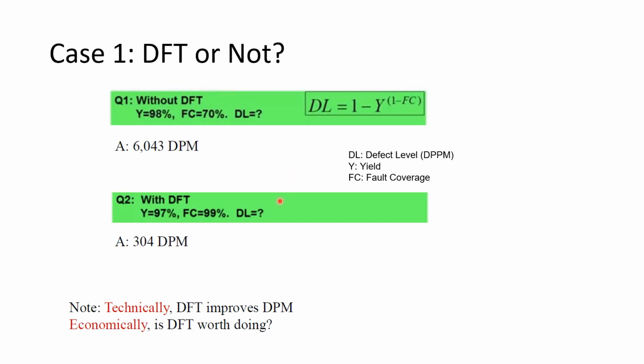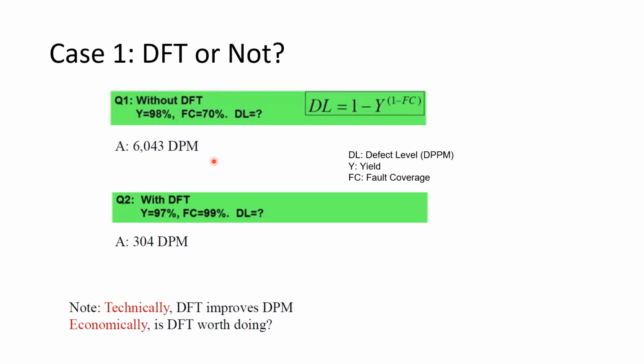Forget about the equations and theory. You can always refer to them and understand on your own. Research on Google or ChatGPT, whatever you want. What I want to show is that without DFT, your DPM is 6,000, where yield is 98%. FC is your fault coverage. We'll see what fault coverage is in a few classes. It is 70%. DL is defect level, given by the equation, and DPPM. For this particular case, if you apply this equation, you get 6,000 DPM.